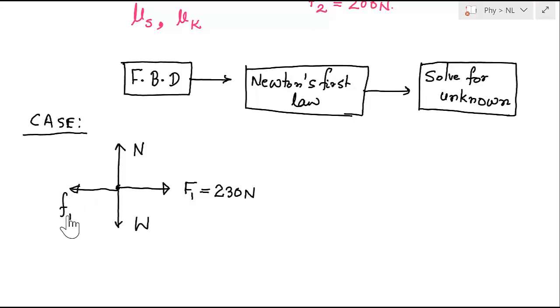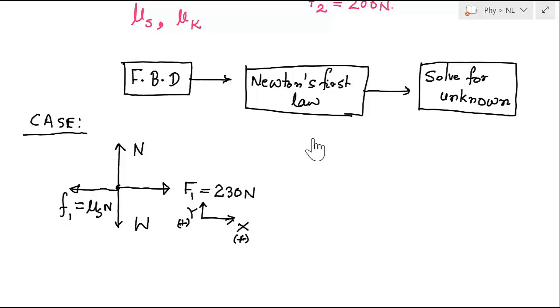What will be the magnitude of this force? The magnitude will be mu s times N. Why mu s? Because at this point of time the crate is not moving, so we use the coefficient of static friction. Now we can apply Newton's first law in the x direction and the y direction. We take this direction as positive x and this direction as positive y. This is the sign convention for this problem.